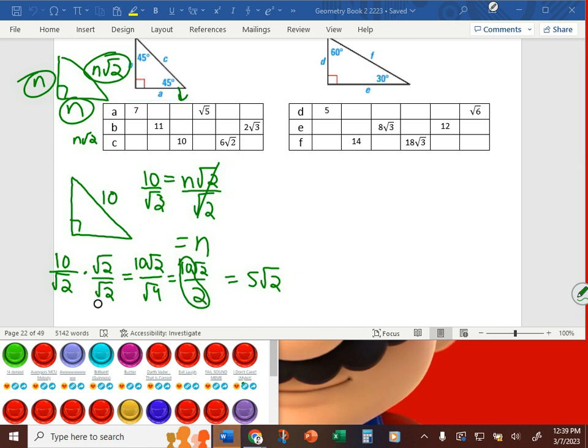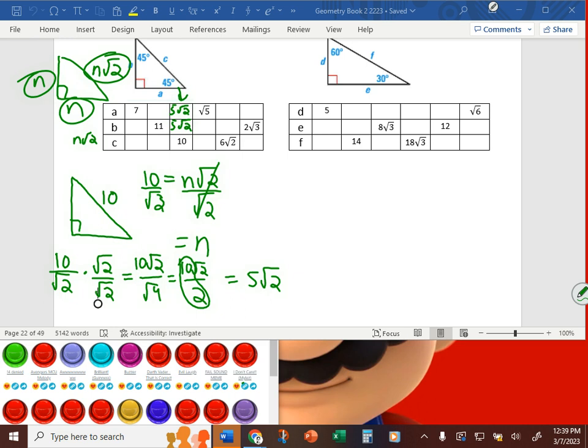So the other sides are 5 root 2. How do you get 5 root 2? We get 5 root 2 by simplifying our coefficients here. 10 divided by 2 equals 5. The root 2 we can't simplify, we can't do anything with. So it just gets to come along for the ride.